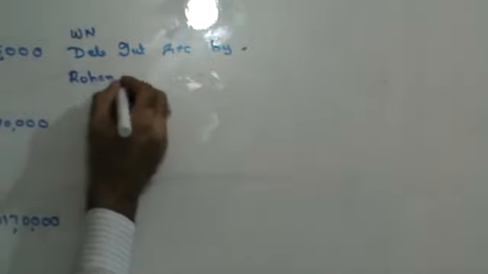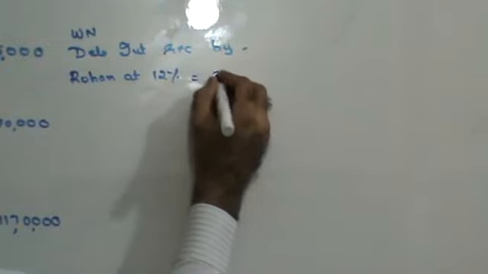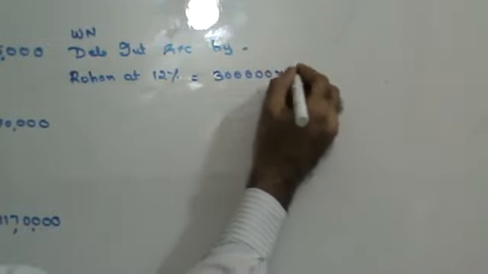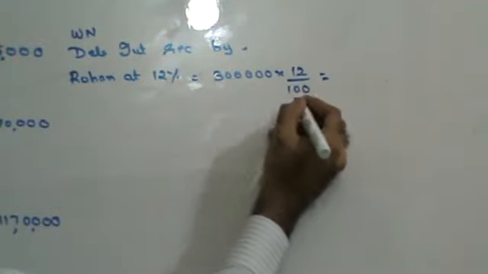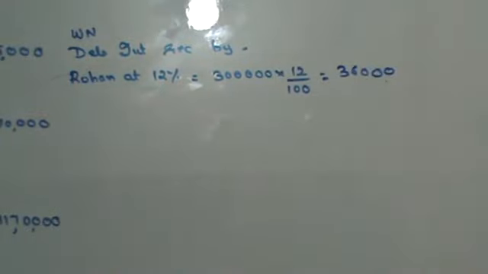Debenture interest received by Rohan. Now at the moment Rohan, before amalgamation, was holding 12% debentures. His debentures were of 3 lakhs, 12%. Someone please tell me how much is that? 36,000. Right? Now they are saying that instead of 12% debentures, I'm going to issue 15% debentures so that the interest remains the same.